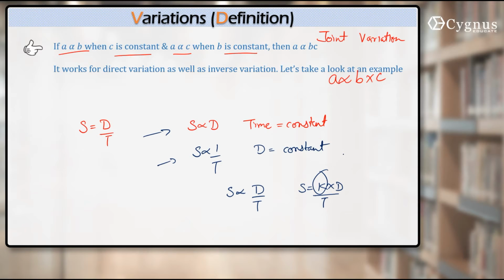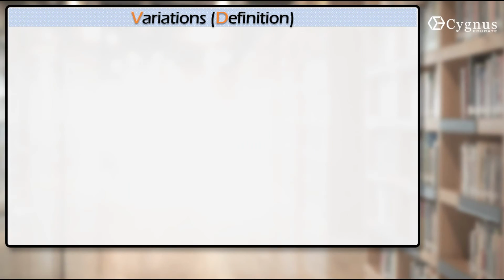In case of direct variation, the ratio will be constant. In case of inverse variation, the product will be constant. And the joint variation will work according to what direction? Direct and inverse.